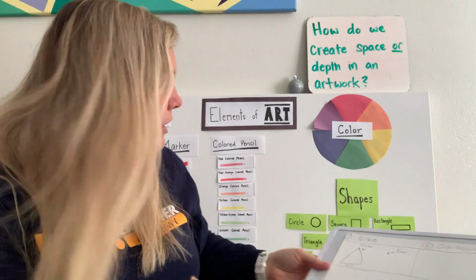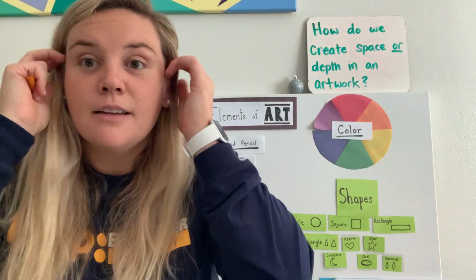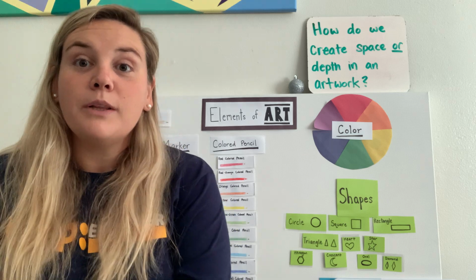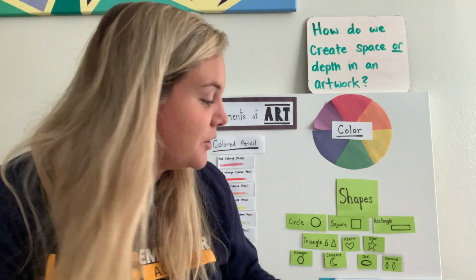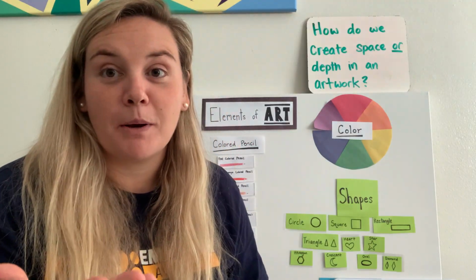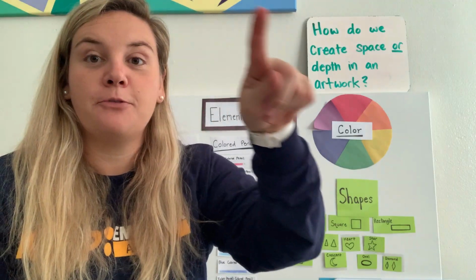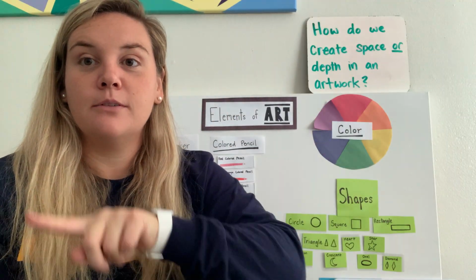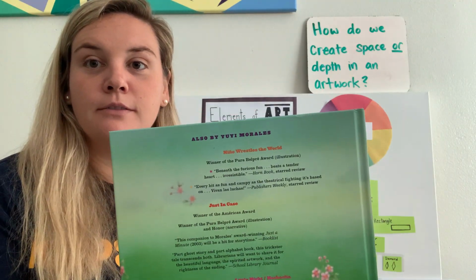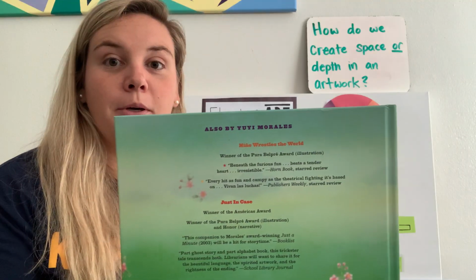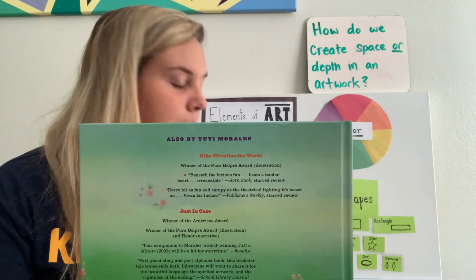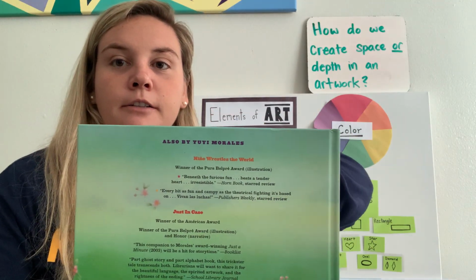So how can we use overlapping to make our artwork look more realistic? Okay, we are actually going to use markers to show this part. So in my frame of my video, I'm gonna have a book. I'm also going to have a marker, and I have a little game for you. So I'm gonna hold my book here, and I'm gonna hold my marker here.